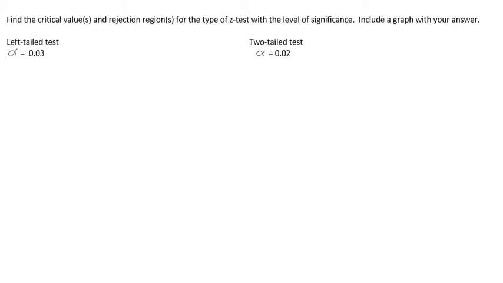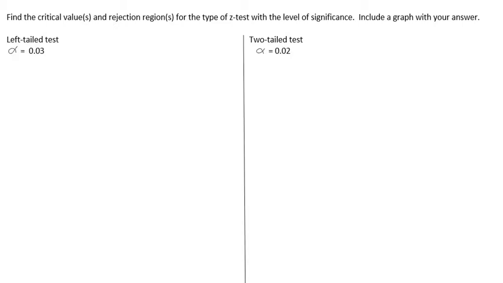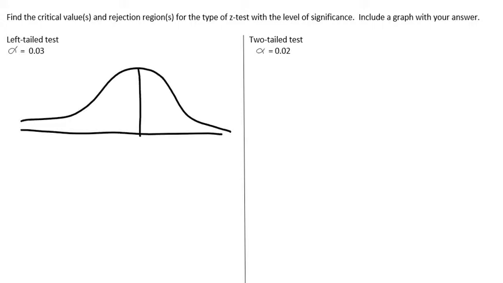Up to this point, we've been talking about p-values, but now let's switch gears and talk about critical values and rejection regions. Find the critical values and rejection regions for the type of z-test with a level of significance. Include a graph with your answer. So the first thing I want to do in this first example is to draw a picture. This is going to be a left tail test, and alpha is 0.03, which means that the area under the curve is going to be 0.03.